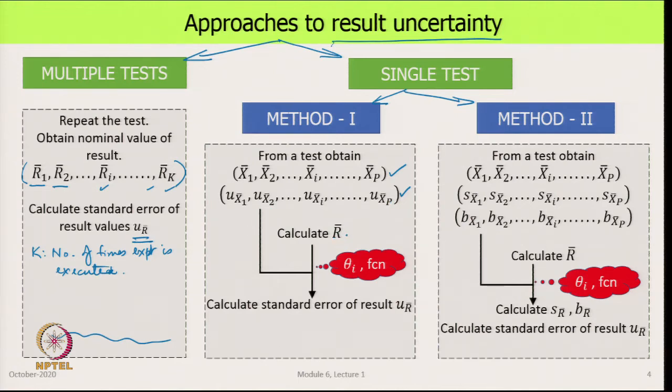Then with the result formula and these data, we calculate the standard error or the standard uncertainty of the result u r bar. But the question here is, what is the function? That is what we will learn here, and we use something here called theta subscript I, which is called a sensitivity coefficient.